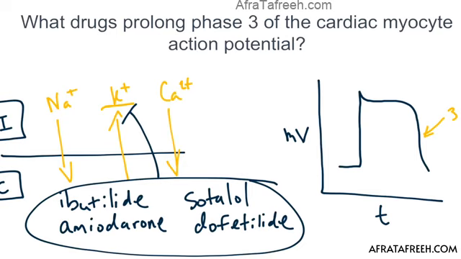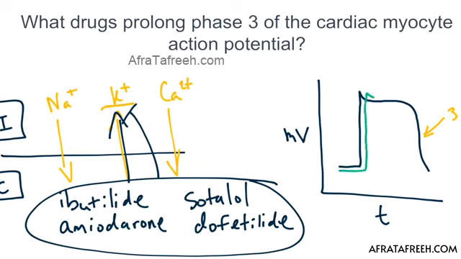And these drugs are commonly used to treat arrhythmias like atrial fibrillation and ventricular tachycardia. By decreasing the efflux of potassium, the cell takes longer to reach the resting membrane potential. So the new action potential will look something like this. As you can see, the slope of phase 3 has decreased as I've drawn here.